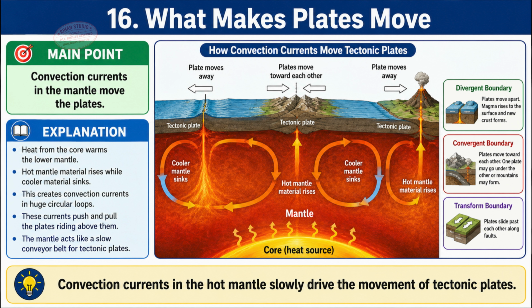Plates move because of convection currents in the hot mantle. Heat from the core warms the lower mantle, making that material rise. As it nears the surface, it cools and sinks again, forming huge circular loops. These currents act like a slow-moving conveyor belt, dragging and pushing the plates riding above them in different directions.